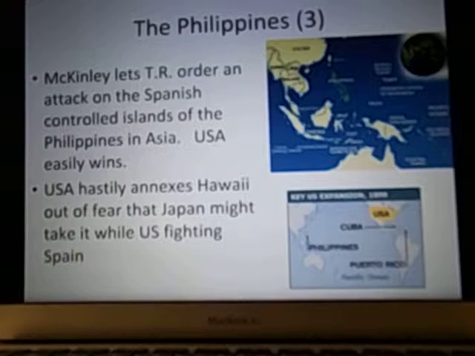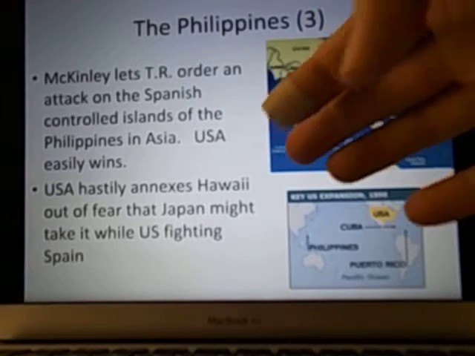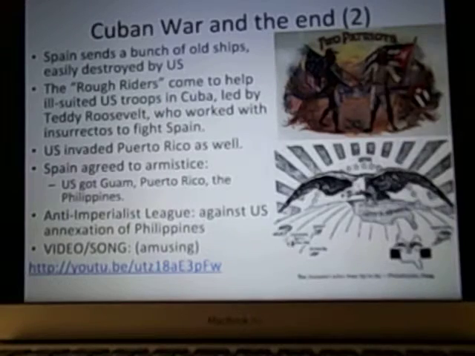This is what really made the U.S. an imperialistic power. It made the U.S. stretch all the way around the world, as the next slide shows. And U.S. power was dominant in the Western Hemisphere now, and all the way from the Philippines to Puerto Rico, basically. The war was easily won by the United States.